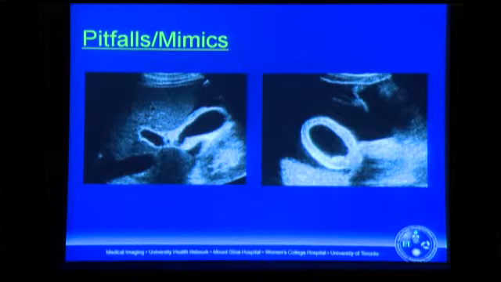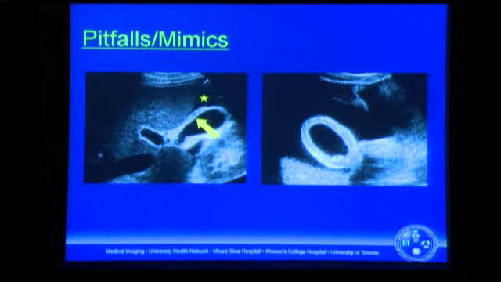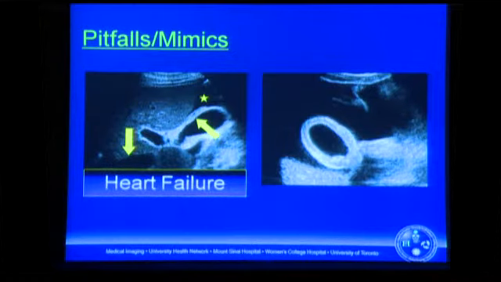The patient on your left has an edematous gallbladder wall. There's pericholecystic fluid, but the clue here comes a little from the liver. The liver looks enlarged. It has bulbous margins, and then if you look at the inferior vena cava, you see that it's distended as well, and this patient, of course, has heart failure, which will cause these findings.